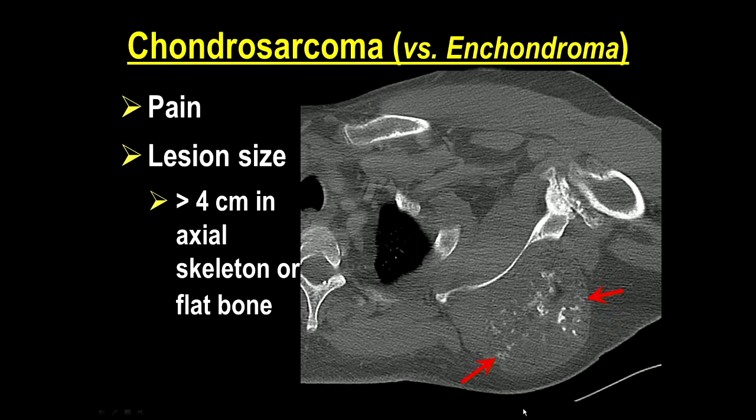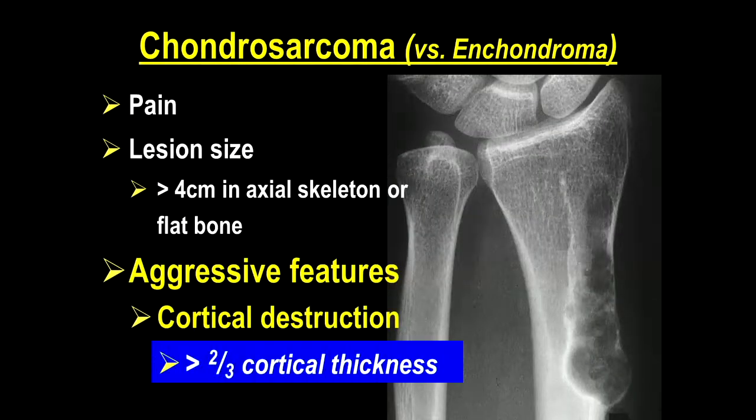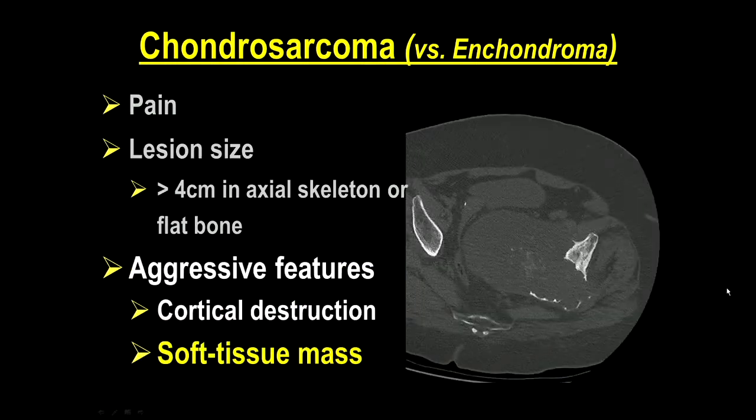Here, the axial CT shows a bulky soft tissue mass with chondroid mineralization. There are some other features, aggressive features, that are associated with chondrosarcoma, namely the presence of cortical destruction that is more than 2/3 of the thickness of the cortex. In addition, the presence of a soft tissue mass, like we see here, is characteristic of chondrosarcoma and helps us differentiate it from an enchondroma.